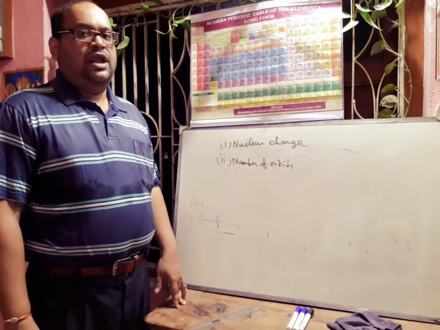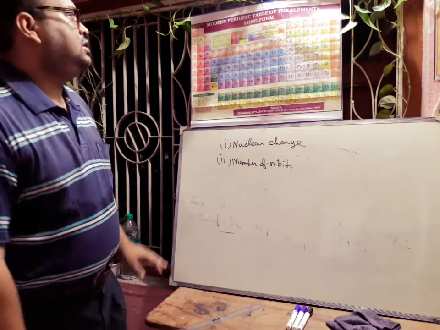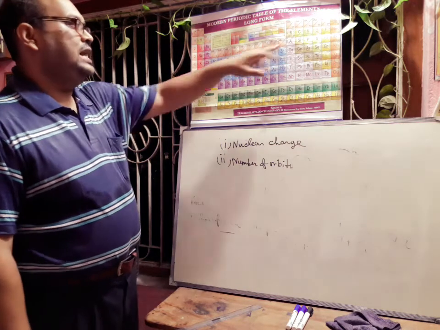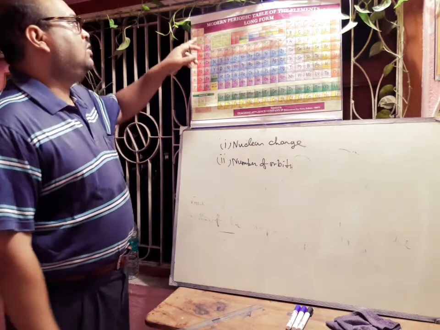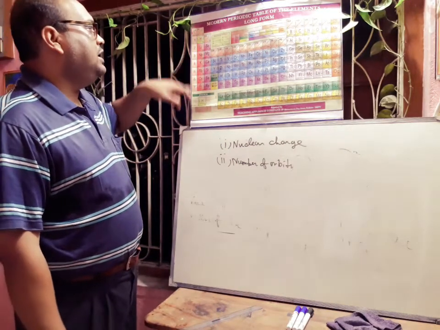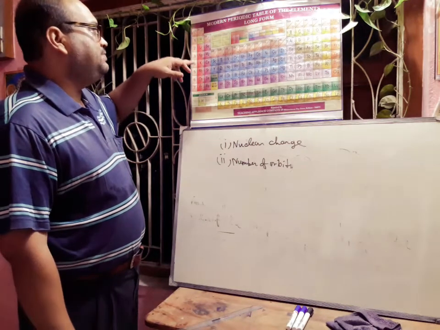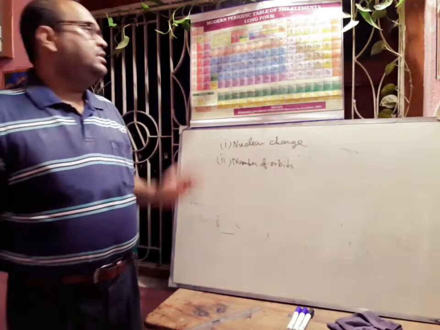Now we can think about the variation of atomic radius in a period. In a period, whenever we go from left to right, the atomic radius will decrease. But whenever we go down a group, because of the addition of a new shell in each period, the atomic radius will increase.